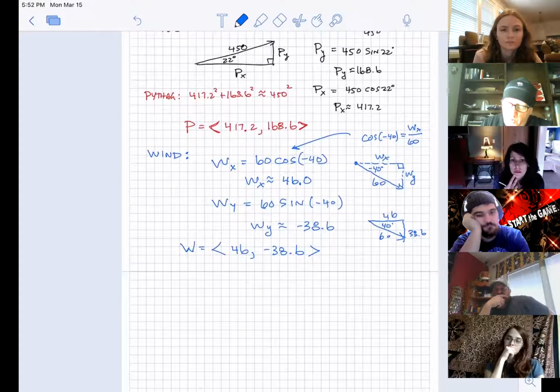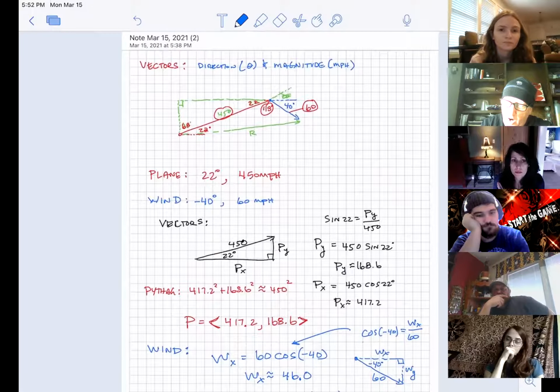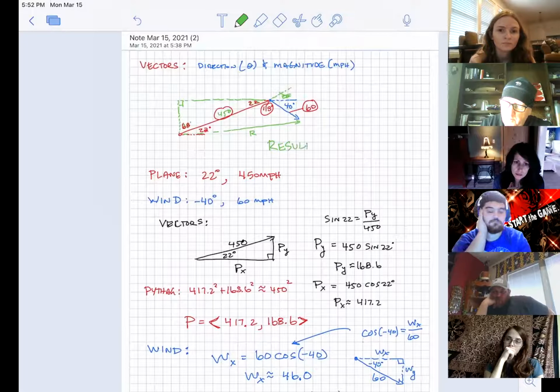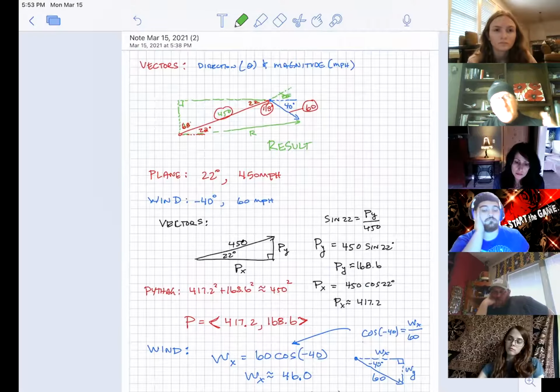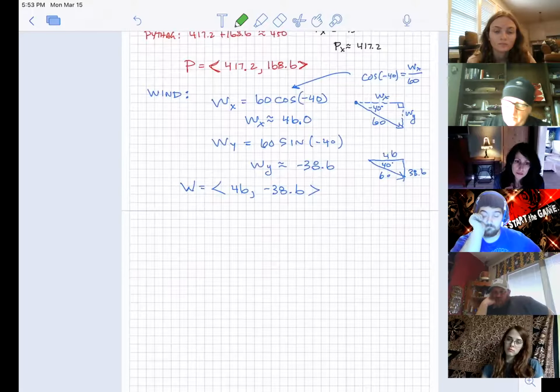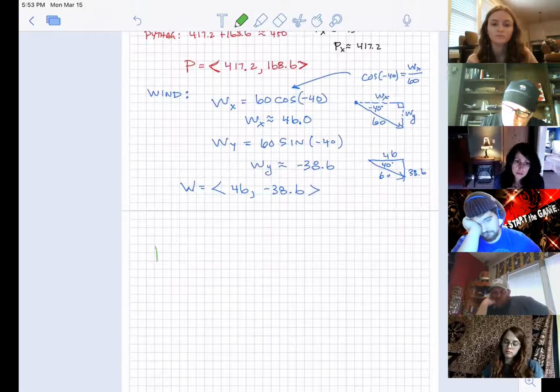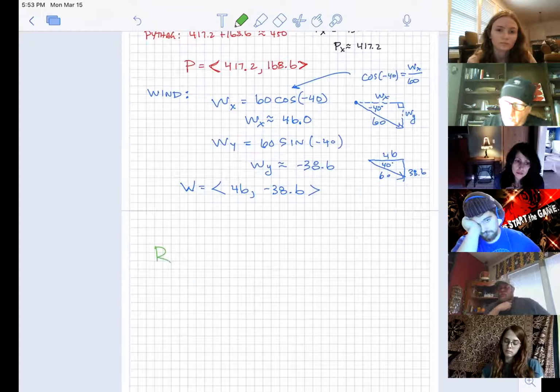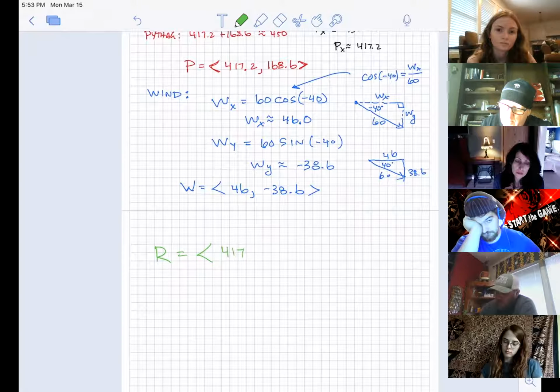So if you want to know what I was calling back here R, I picked R because that's really kind of the result. What's actually going to happen to the plane if they're trying to fly at 22, but the wind says, no, I'm going to blow against you at 40? What will this actually be? Well, cool enough. All you have to do is add those two together. This is really cool. So to get the result, to get the x, all you have to do is add the x's: 17.2 plus 46. There's your x coordinate.